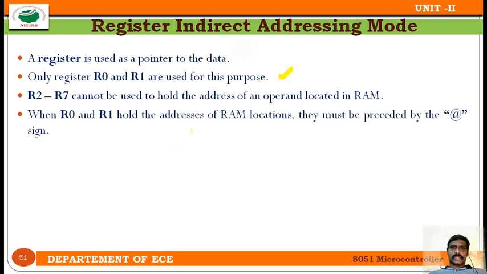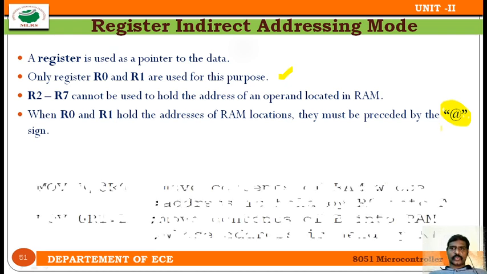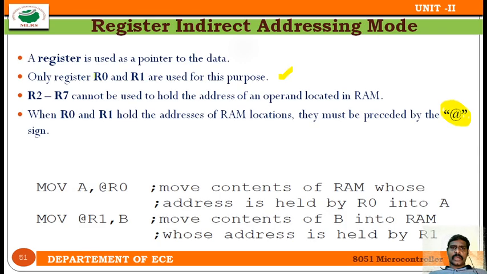So when R0 and R1 hold the address of RAM locations, they must be preceded by the @ symbol. This symbol indicates the indirect value of a register, where that register is holding an address location. So whichever registers I need to use, I can use R0 and R1 registers only.